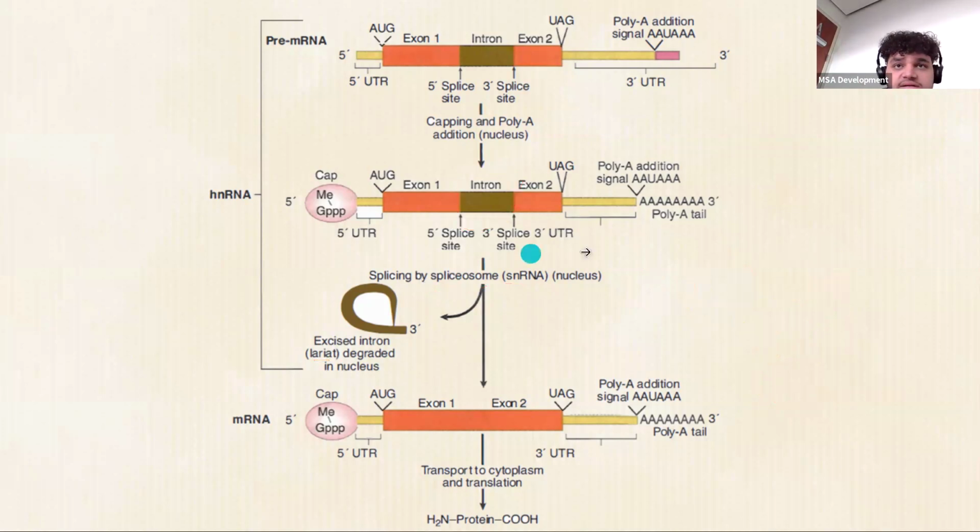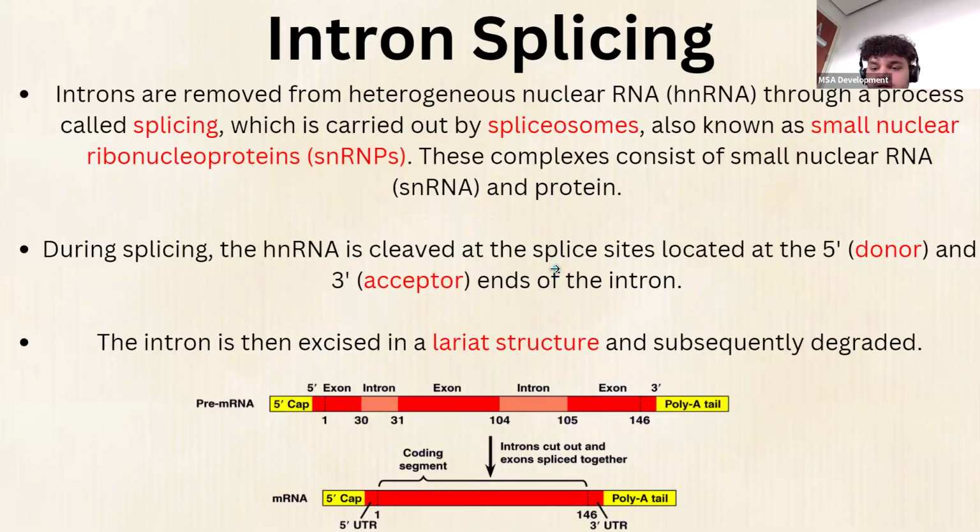Let's see it in text. Intron splicing: introns are removed from the heterogeneous nuclear RNA through a process called splicing, which is carried out by spliceosomes, also known as small nuclear ribonucleoproteins, snRNPs. These complexes consist of small nuclear RNAs and proteins. We talked about it earlier on.